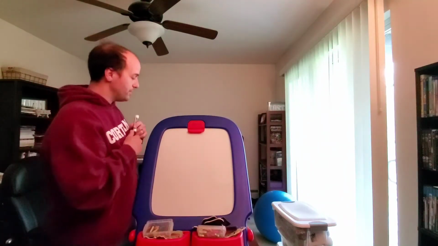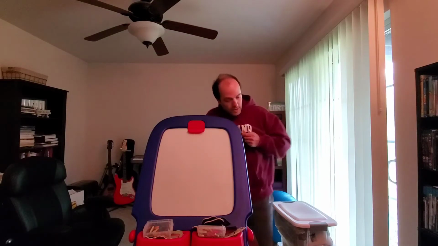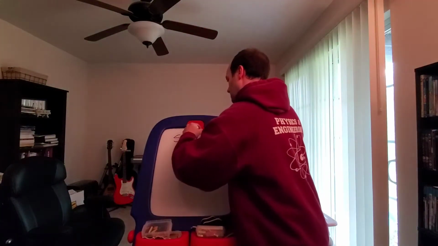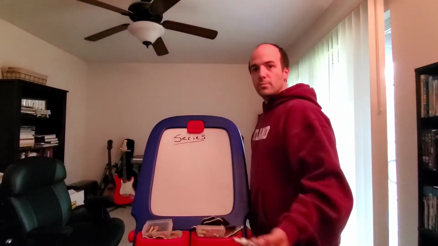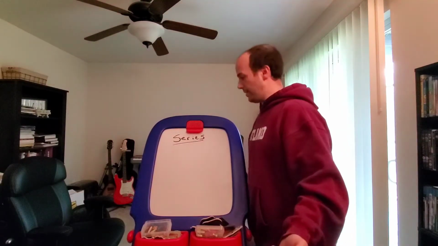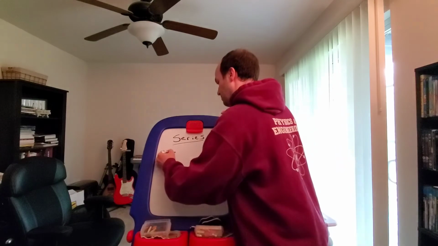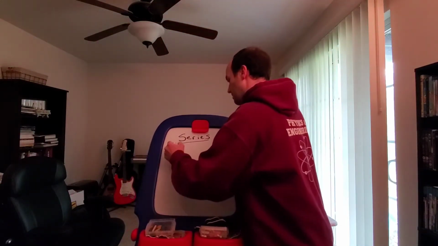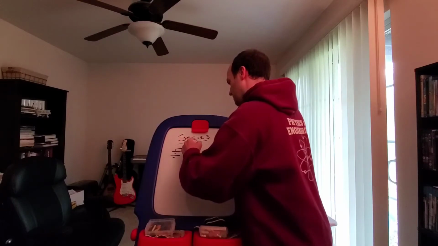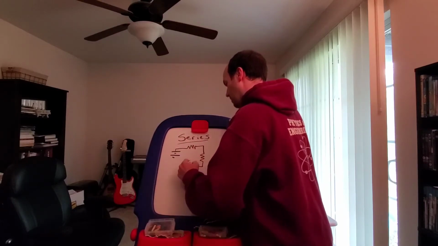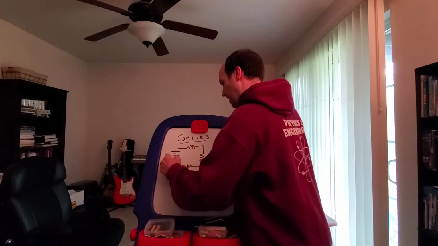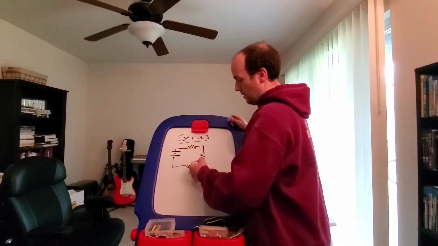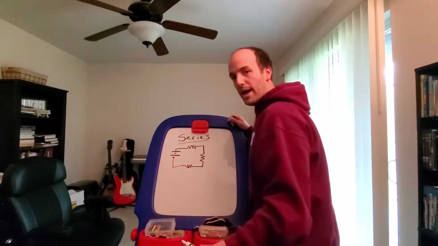Anywho, what we're doing today is going to be making a video on series circuits. Okay, what does it mean for a series circuit? What does that mean? Well, here's our source. We always need a source. It means that all of our resistors are in a line so that any current flowing through the circuit has just one path.